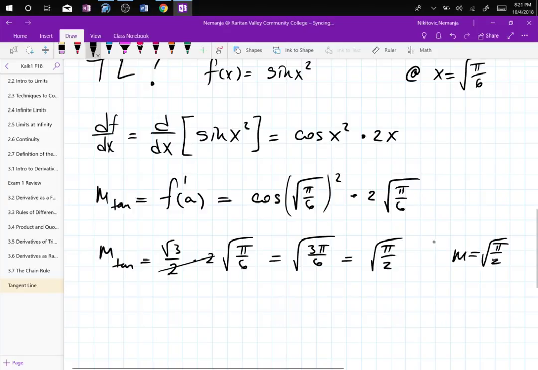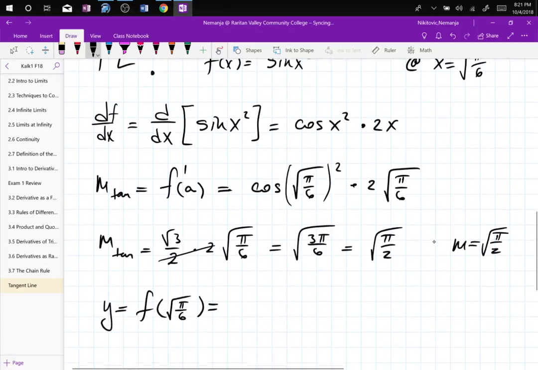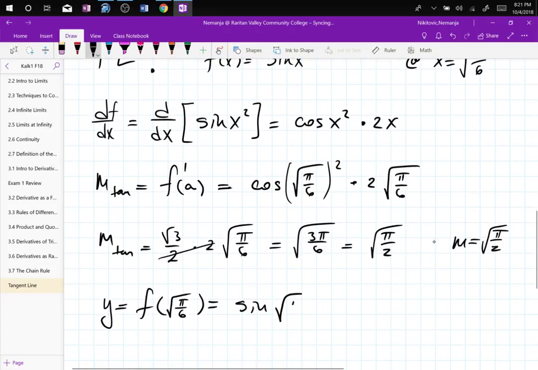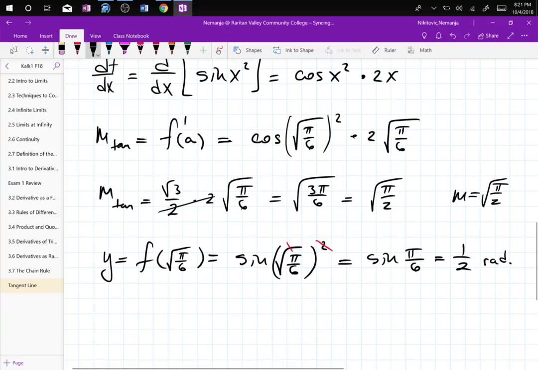It's going to be wonderful for later calculations. So what's the next step? Next step is to calculate the y value, which is f of square root of pi over 6, which would be sine x squared. So sine of square root of pi over 6 squared. The square will kill off the root, and we have just sine of pi over 6, which is equal to 1/2. It's just equal to 1/2.